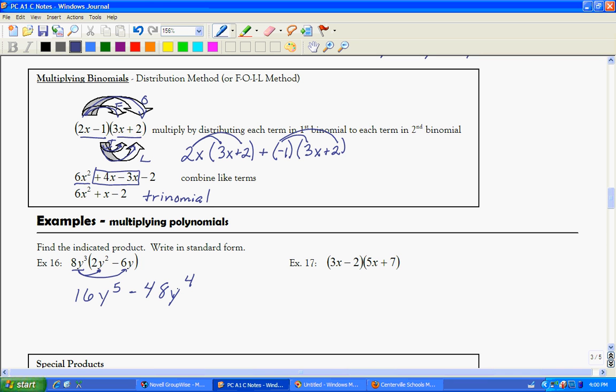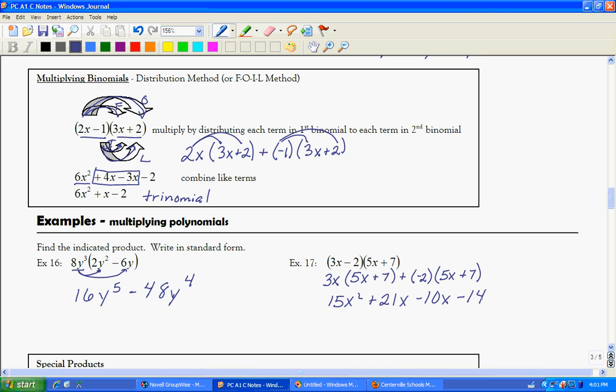Example 17, a binomial times a binomial. I'm going to show you with the distribution method, which is the same as FOIL, but I'm going to show that step. So we're going to distribute the 3x to the binomial 5x plus 7. And then we are going to distribute the -2, which is the second term in the first binomial, to 5x plus 7. So when we do that, we end up with 15x squared plus 21x minus 10x minus 14.